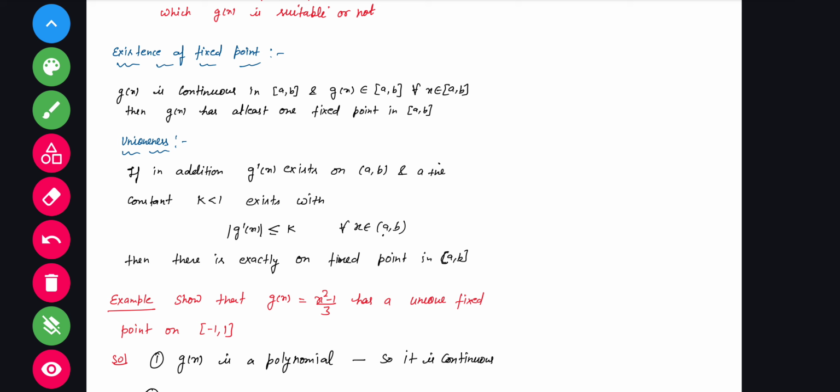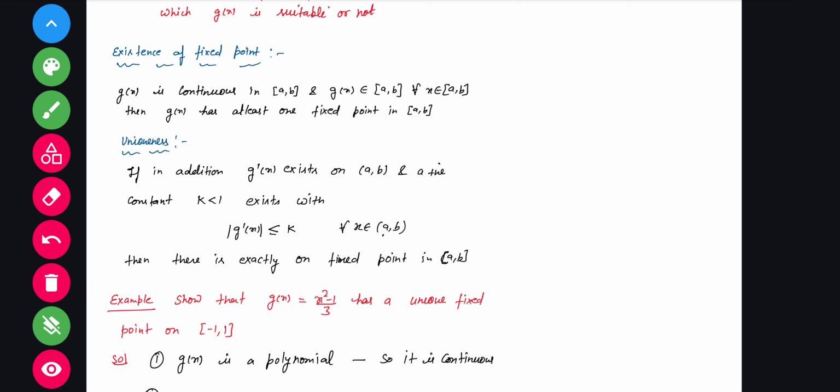This can be proved by three conditions. First condition is that g of x should be continuous in the interval a comma b. We will be given the interval in the question, so we can directly use that interval a comma b, or if it is not given, we can find the interval using the intermediate value theorem. Another condition is that g of x belongs to the interval a comma b for all x belonging to a comma b.